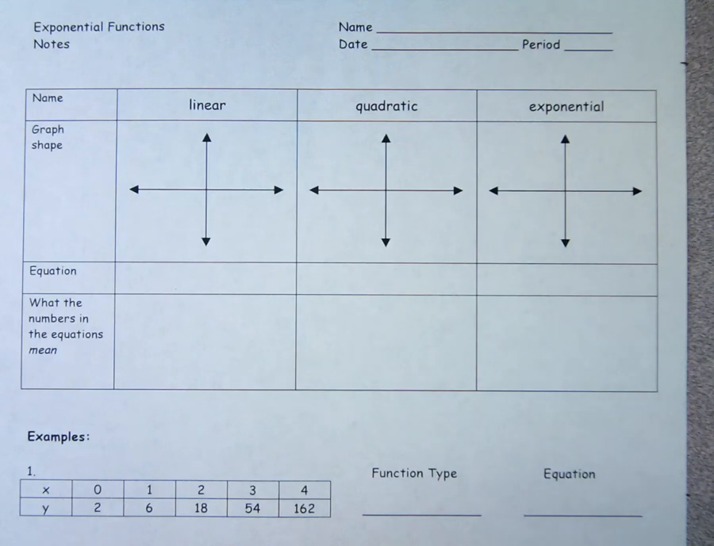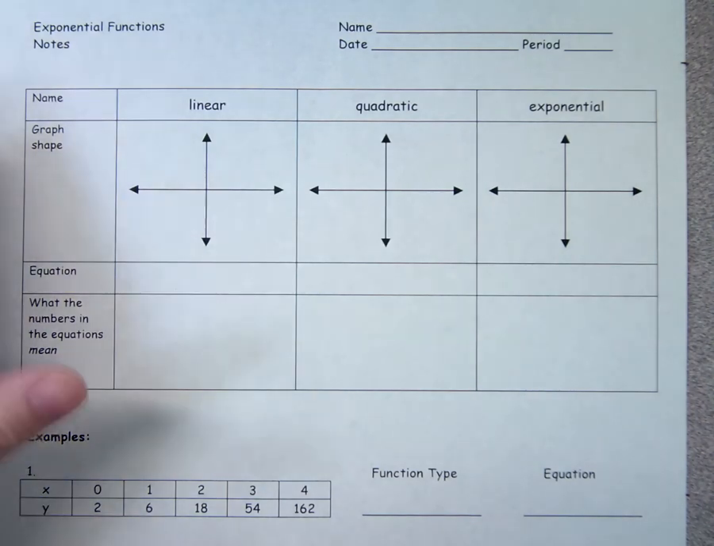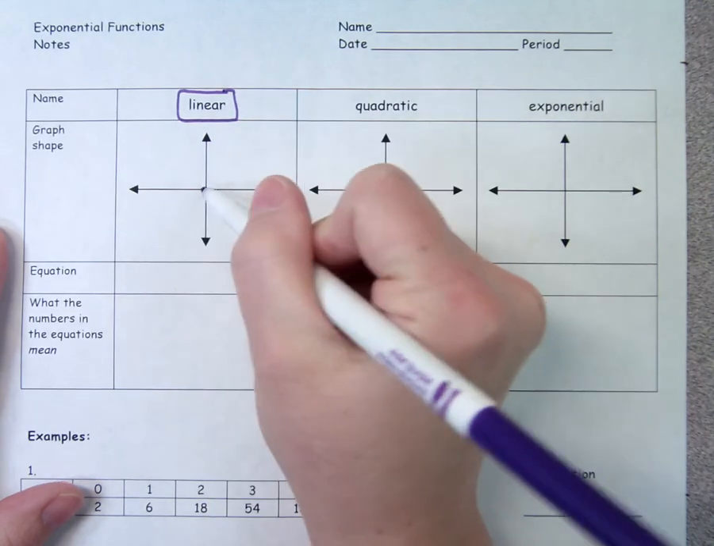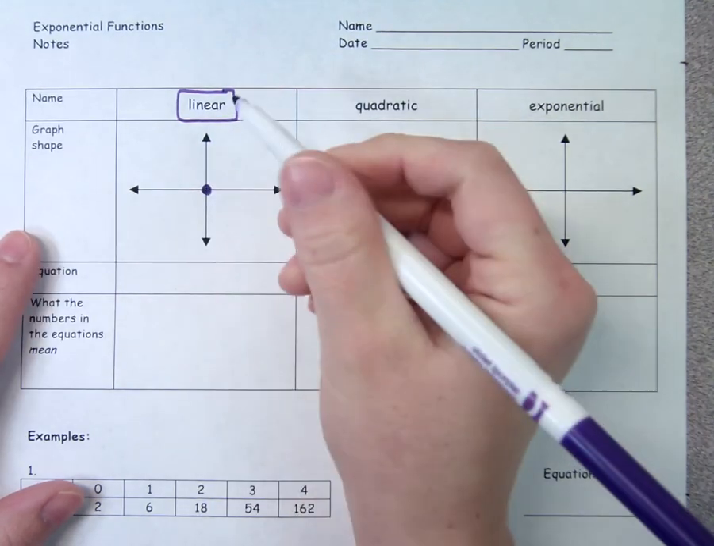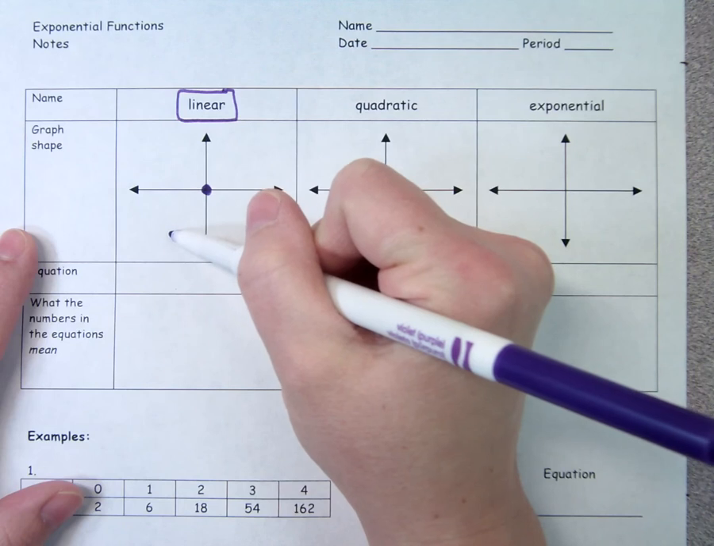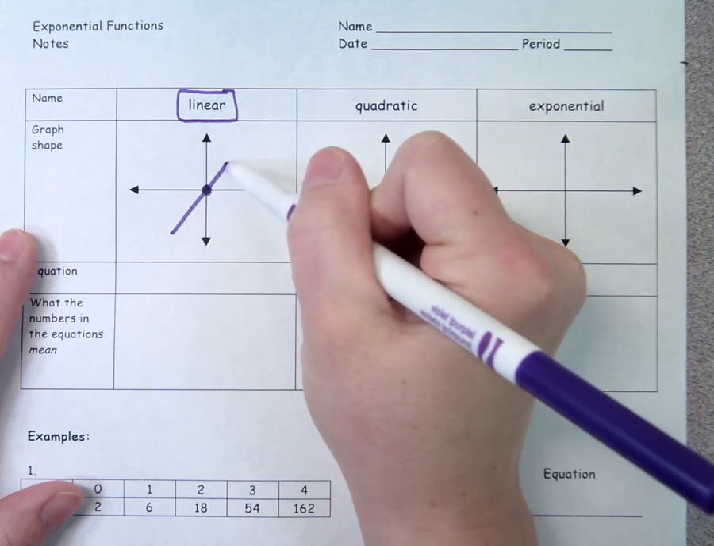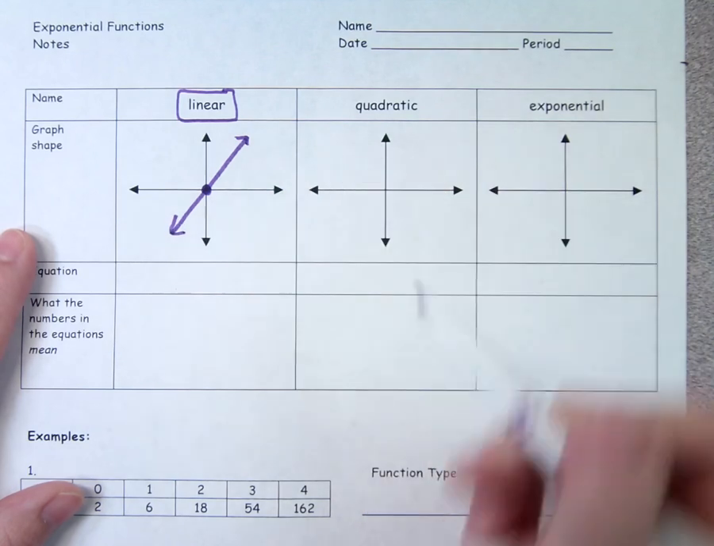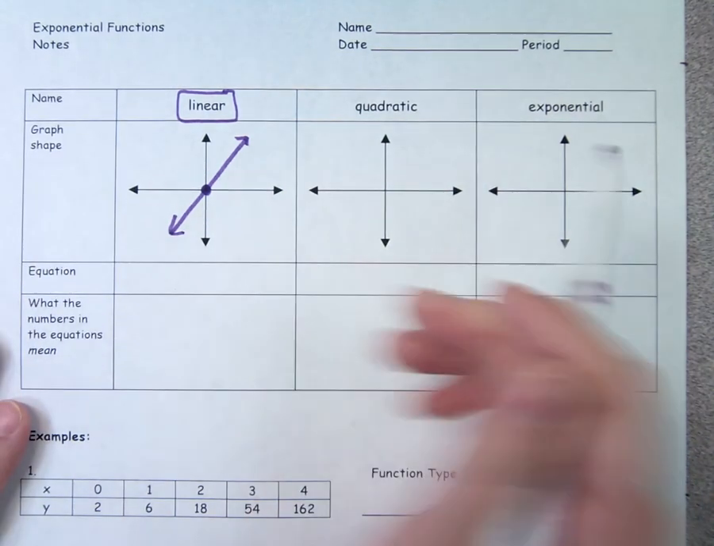Today we are going to talk about linear versus quadratic versus exponential. So linear and quadratic, we're very familiar with these, or we should be. The linear parent function goes through 0, 0. It has positive slope, and the slope happens to be 1, which means it goes up 1, right 1, up 1, right 1, up 1, right 1.